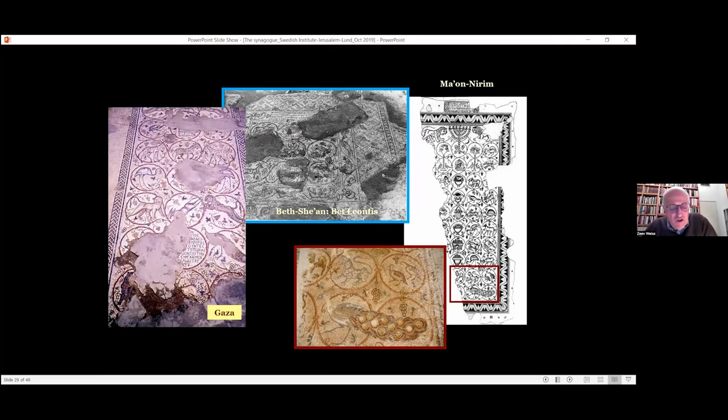The figurative images at this site are arranged in a series of vine medallions with vine branches issuing from an amphora located at the bottom of the mosaic. You can see it over here. Sorry, right over here and also over here.